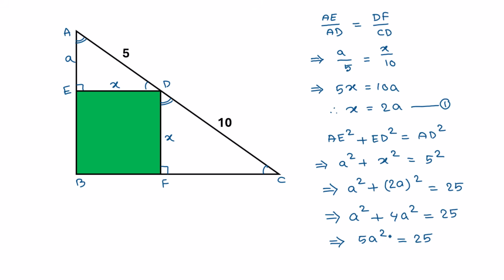Now divide both sides by 5, we will get a square is equal to 25 divided by 5 is 5. Now taking square root to both sides, we will get the value of a. So from here we can write a is equal to square root of 5. So this is the value of a, and we have x is equal to twice a from equation 1. So substitute a is equal to square root of 5 here.